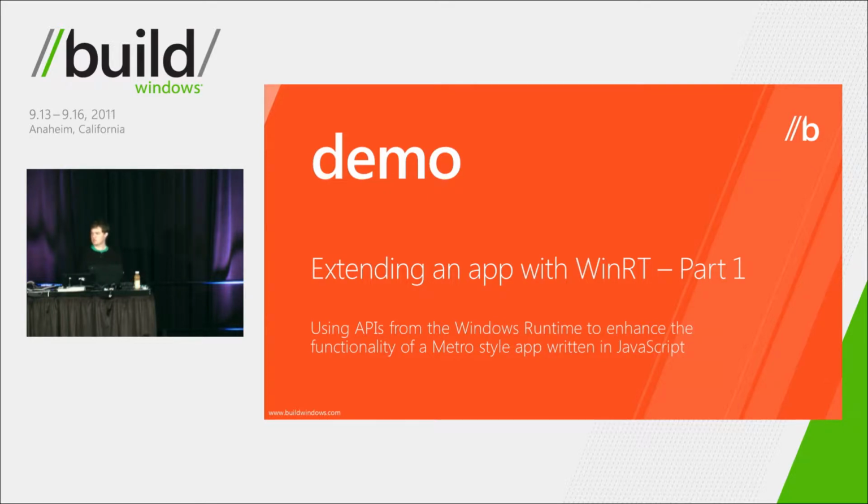And so with that, let me go into the next phase of demos. What I want to show off in the next two demos is the ways in which we can take a Metro-style application written in JavaScript and extend it and give it new capabilities and new features using APIs from the Windows Runtime from JavaScript.